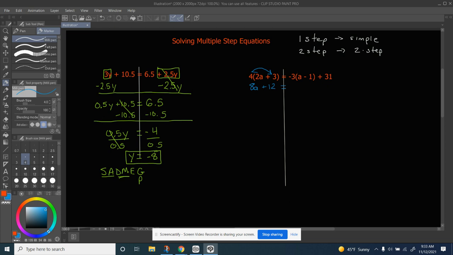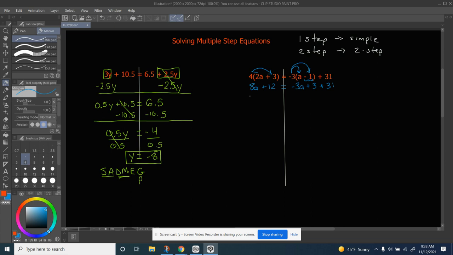And that's going to be equal to, we're going to combine terms on the right side. So we have a negative 3 times a, which is negative 3a. And here we have to be very careful because we have a negative 3 being multiplied by a, we combine these together. This is a negative 1. Negative 3 times negative 1 is positive 3. And then this 31 is going to come down with it.